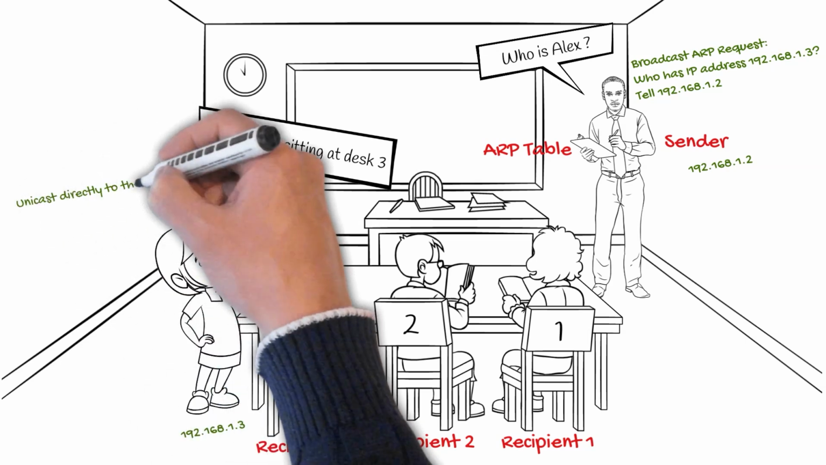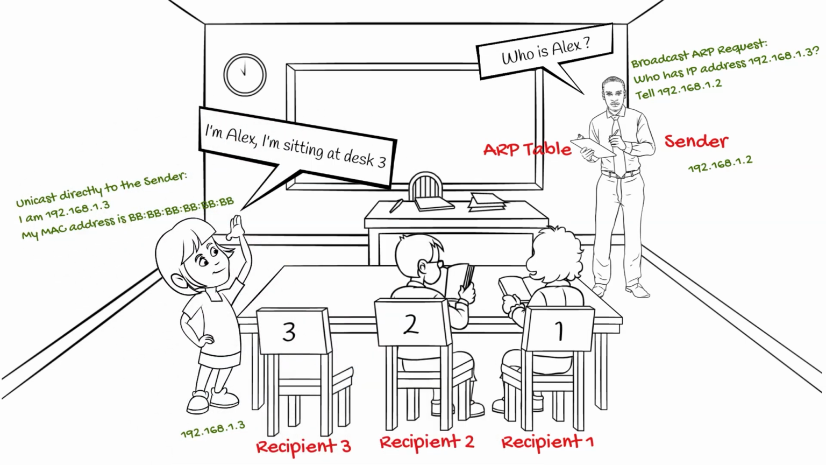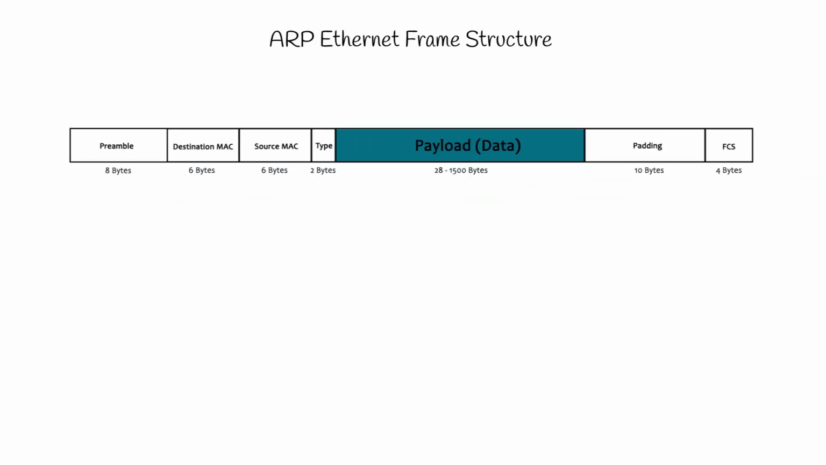Recipient 3 responds directly to the sender with an ARP response. Accordingly, the sender updates its ARP table with the mapping, and now it can send data directly to recipient 3 using its MAC address. This process allows devices on the same local network to find each other's hardware addresses and communicate effectively. Let's take a closer look at the structure of an ARP Ethernet frame.